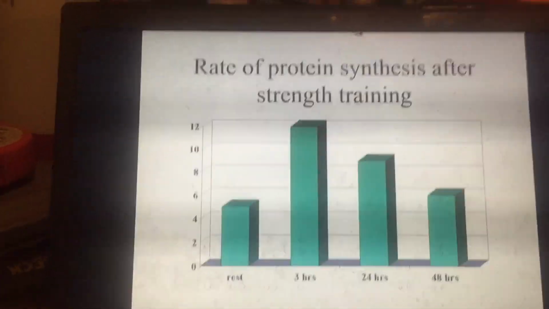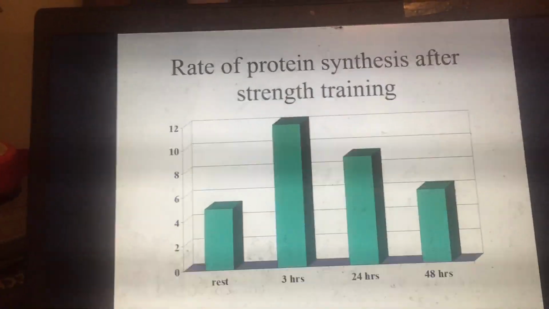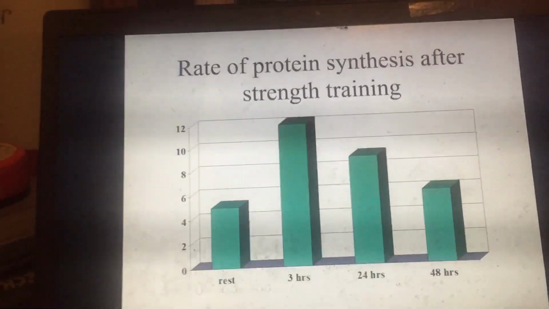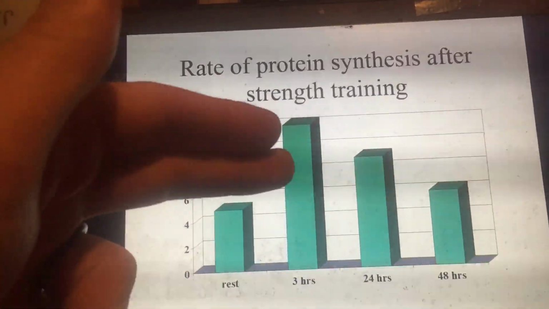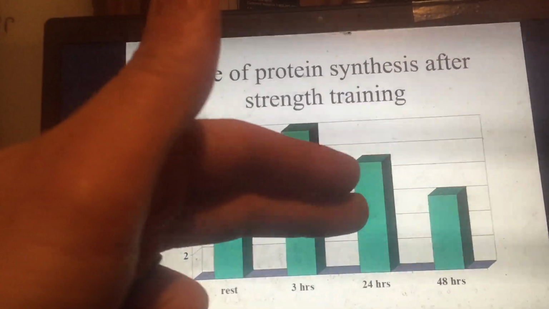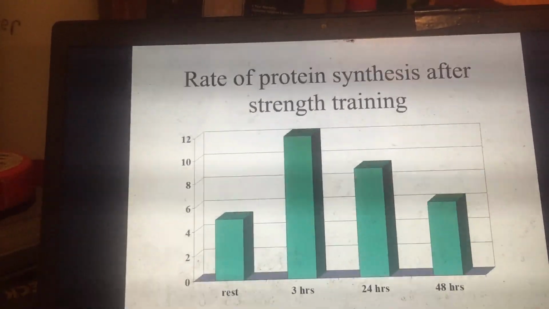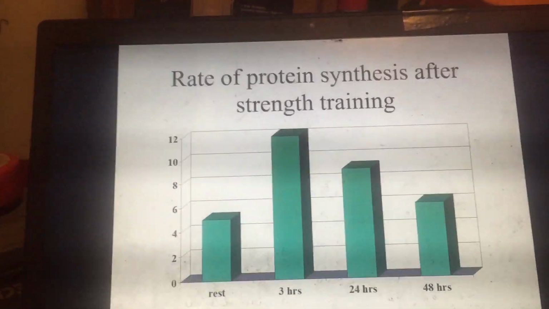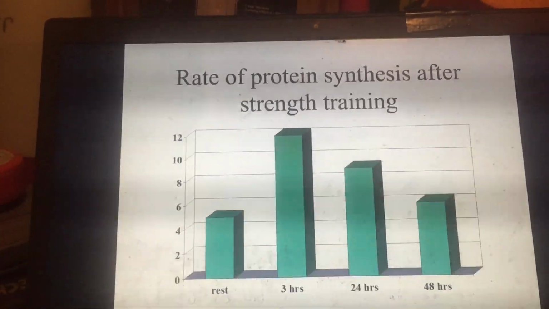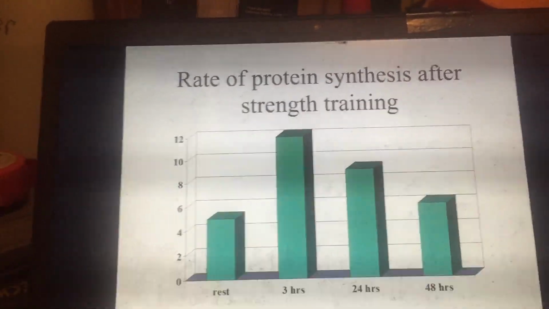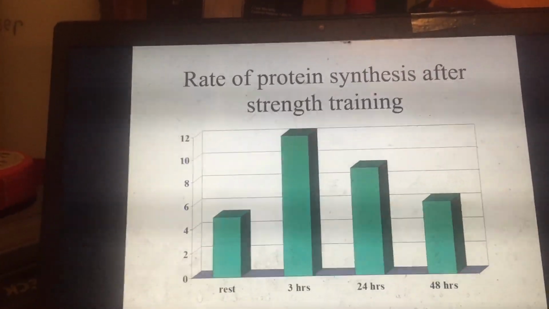So this graph shows you, it's from a study that looked at muscle protein synthesis after finishing a resistance training session. So this is at rest. This is 3 hours after the session, 24 hours after the session, and then 48 hours. So this would indicate that after you do a resistance training session, your muscle protein synthesis gets turned on for 48 hours after that session and then comes back to baseline. So that's when you want to hit your muscle again to get another increase in protein synthesis.